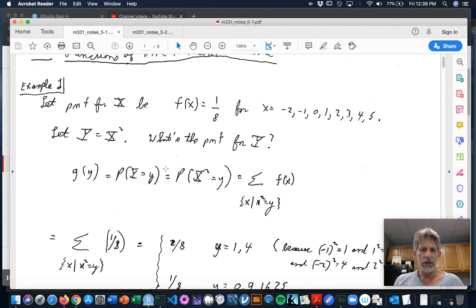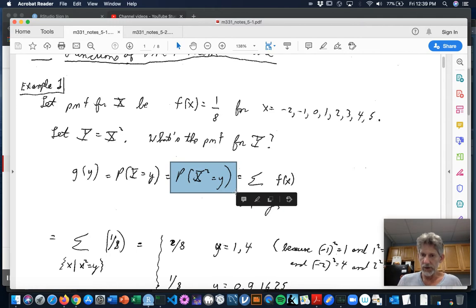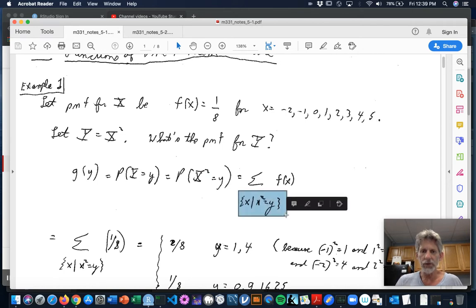And so you can kind of back solve it, basically. You just say, well, that's the probability that x squared is y. And so all we've got to do is really find all the values of little x where little x squared would make y and add up their PMFs. That's all we've got to do.